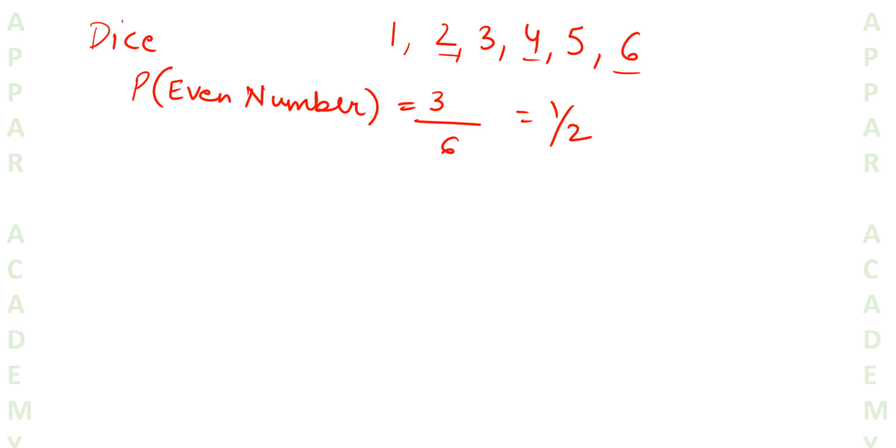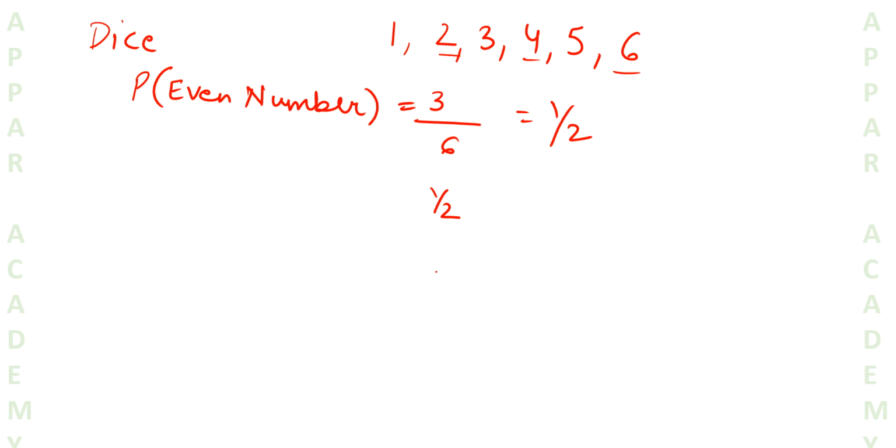Now this was my first trial. Now I'm doing my second trial, and again I'm throwing the die. What is the probability of getting an even number? It will again be half. Now in my third trial, what is the probability of getting an even number? It will again be half. So the probability of success remains unchanged from trial to trial. Thus in a binomial distribution, all the trials are independent of each other.